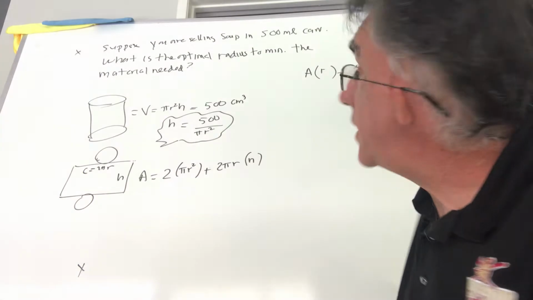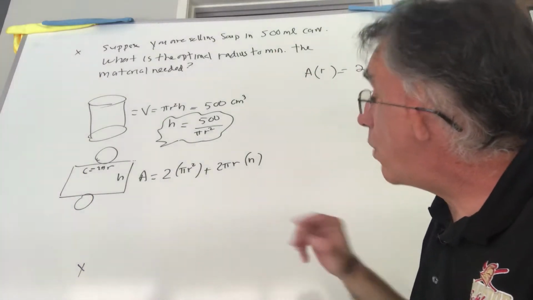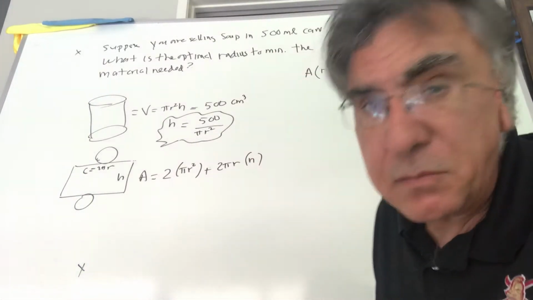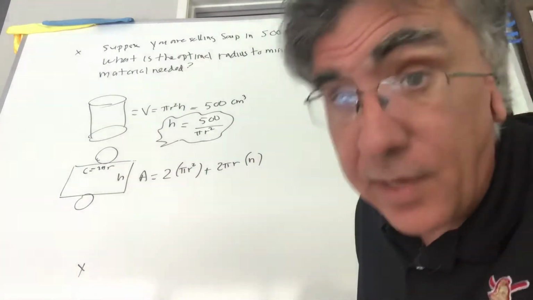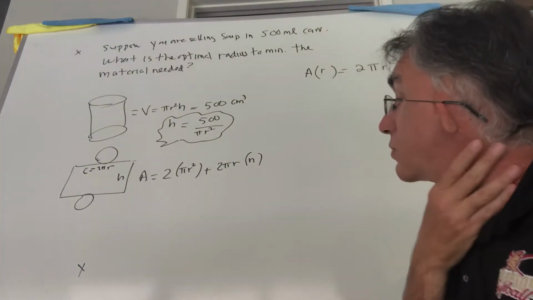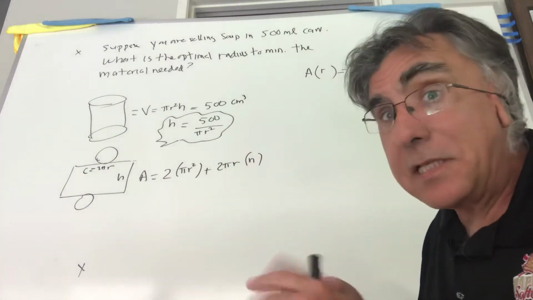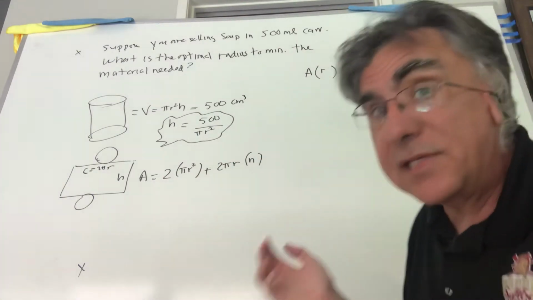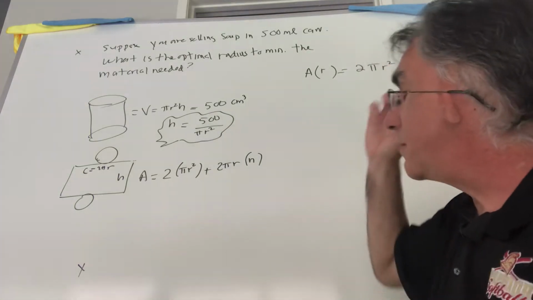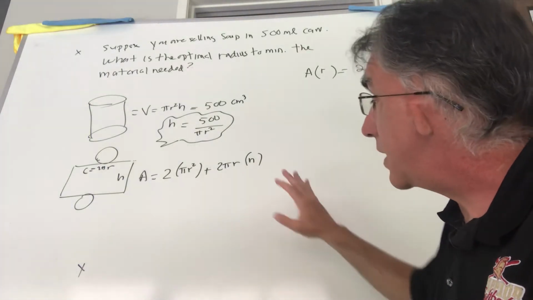Now here's the thing. We're trying to find the optimal radius. We don't want the height in the equation. Not that I could have asked for the height, but I didn't, okay? So how am I going to do this? Well, I'm going to kill two birds with one stone here. Kind of cool. And you might not catch it if I didn't make a big deal about it.